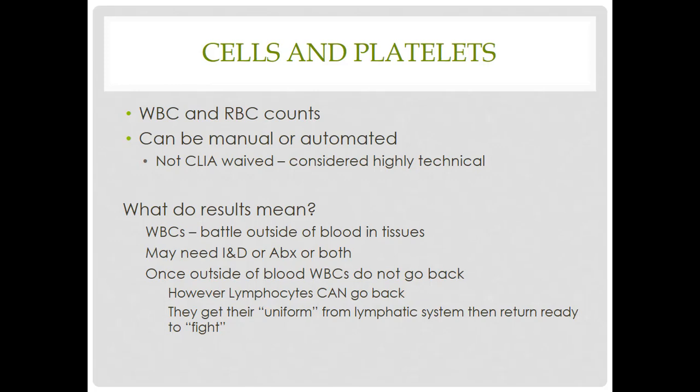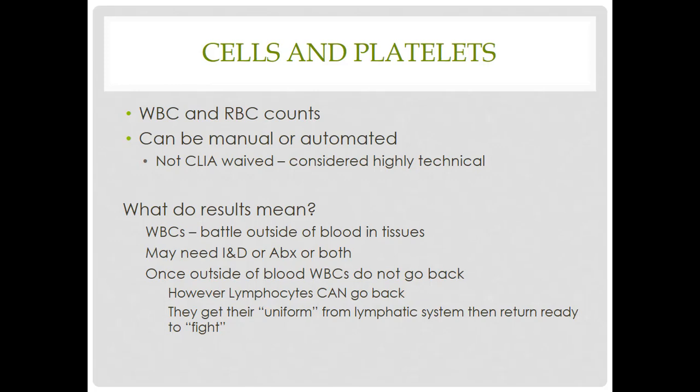White blood cell and red blood cell counts. These are typically what is done in the lab, but it can be manual or automated. If it's a manual red blood cell count, we've already done a blood smear in class, and that thins out the sample so that we can count them in a certain square area. It is considered highly technical to do white blood cell and red blood cell counts, so typically they are done in the lab.